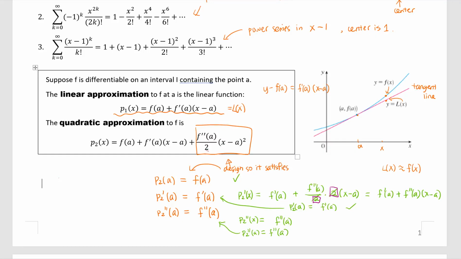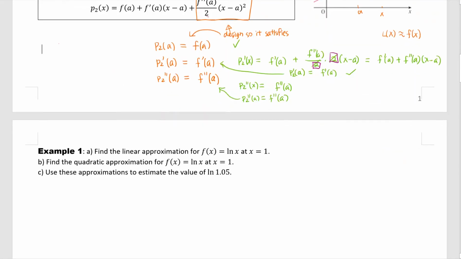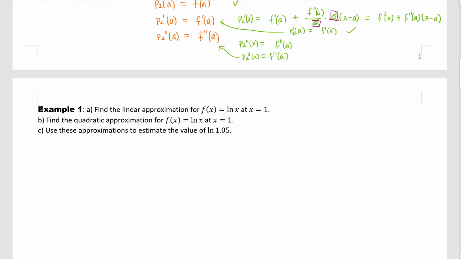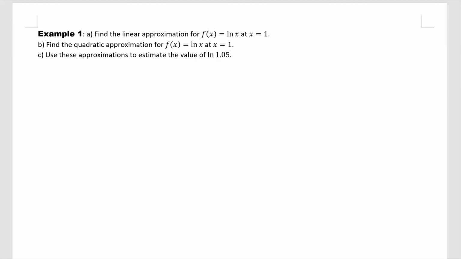So far, so good, everybody? All right, so let's look at example 1. Part A, find the linear approximation for f of x equals ln of x at x equals 1. Okay, so that's part A.